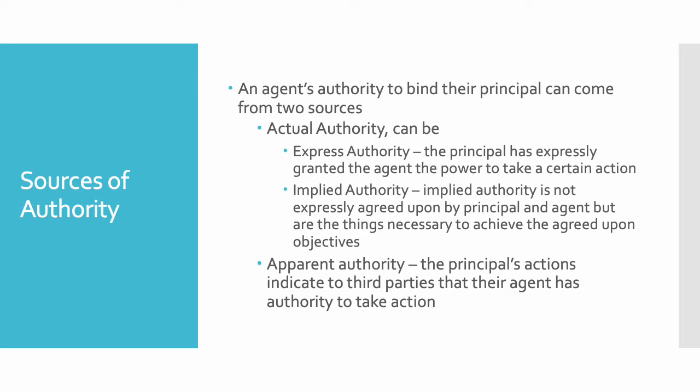But let's start with a discussion of the sources of authority for agents. Agents' authority, which in truth is to stand in their shoes and contract on behalf of the principal, comes from two sources. It can be actual authority, or it can be apparent. And the actual authority comes in two subgroups, being express authority or implied authority.